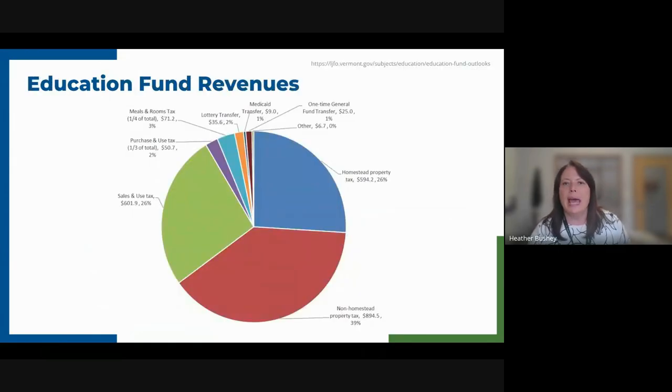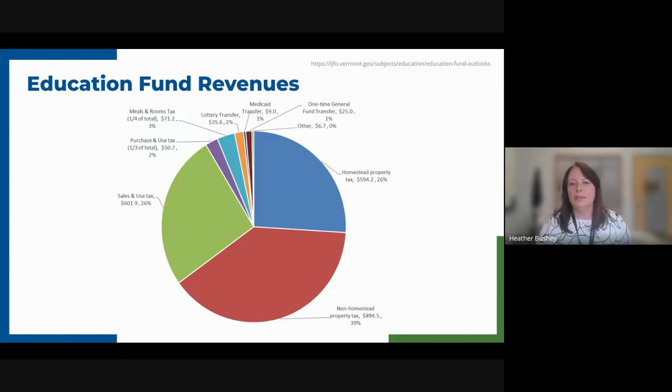So as we look at the Ed Fund and where they get their money from, I find this to be an interesting graph to just wrap our heads around, because while the majority of it is from property taxes, there are other sources of revenue. So we've got 26% that comes from homestead property tax. And then 39% is actually coming from non-homestead property tax.